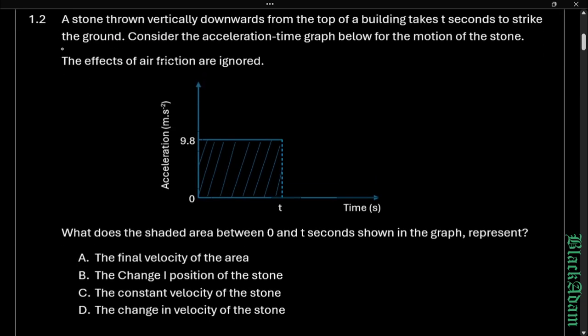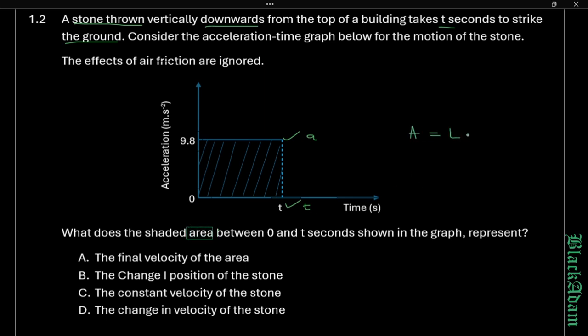Coming to 2, we have a stone thrown downwards, taking time t to reach the ground. So we have A and t. Since we have to find the area, we know that the area is length times height in 2 dimensions. Length is t, height is acceleration. The units are t in seconds and acceleration in meters per second squared. So t times t squared is s times s squared, which gives s. So we have meter per second, that's velocity.